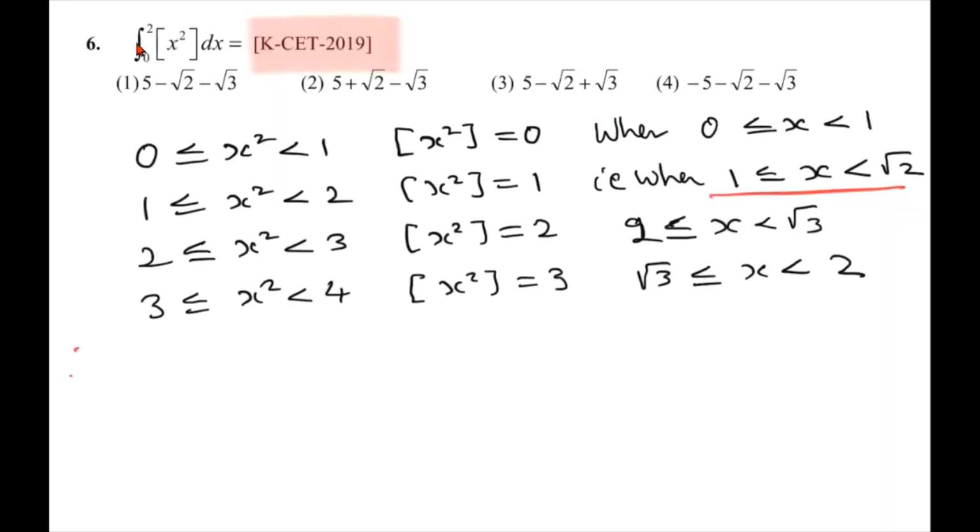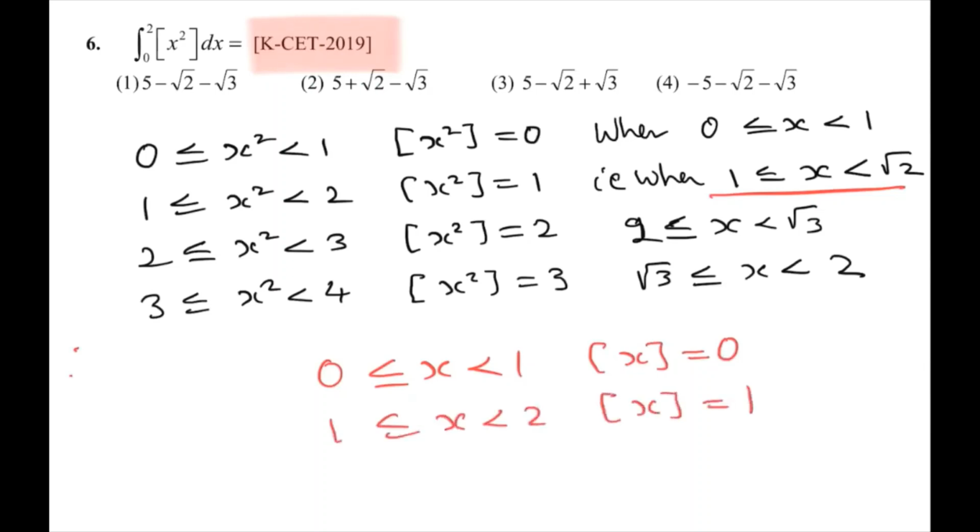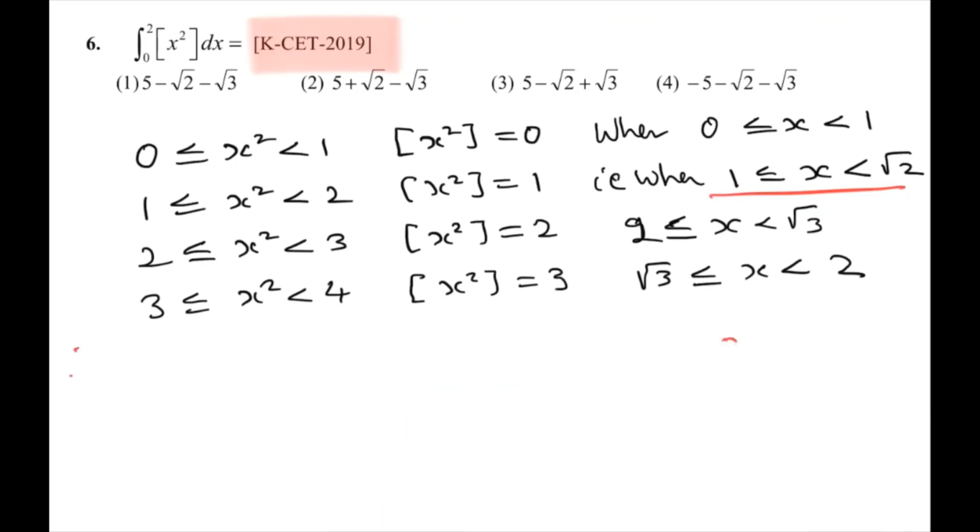Question number 6: integral from 0 to 2 of the greatest integer of x square. Observe, in place of x you have x square. This is taken from KCET paper 2019. Now we know that when 0 ≤ x < 1, bracket x is 0, and when 1 ≤ x < 2, bracket x is 1, and so on. But here, in place of x, we have x square.